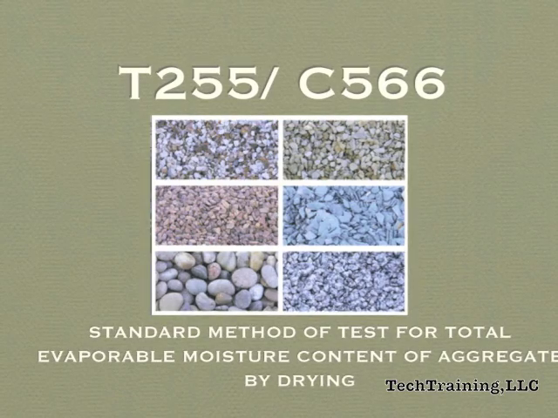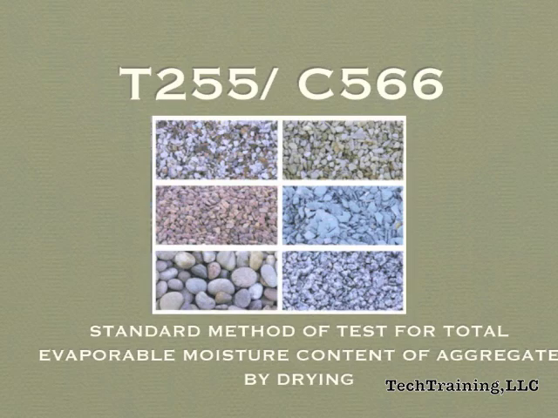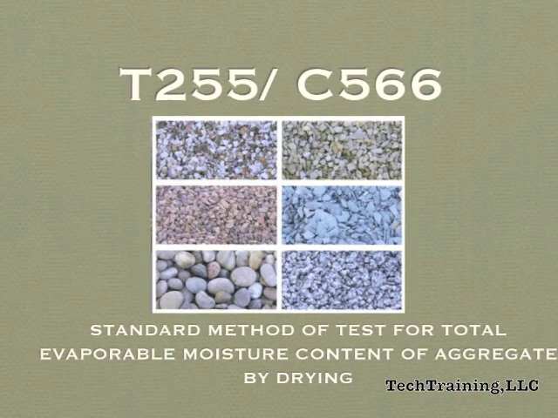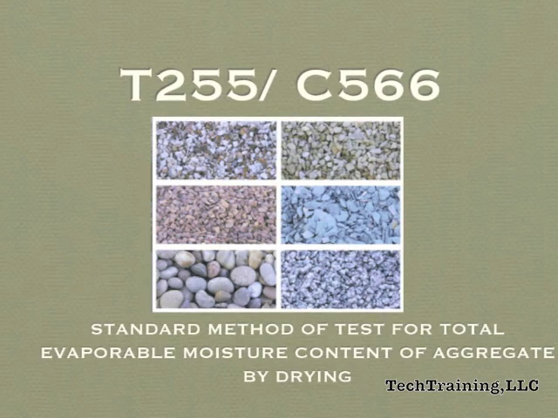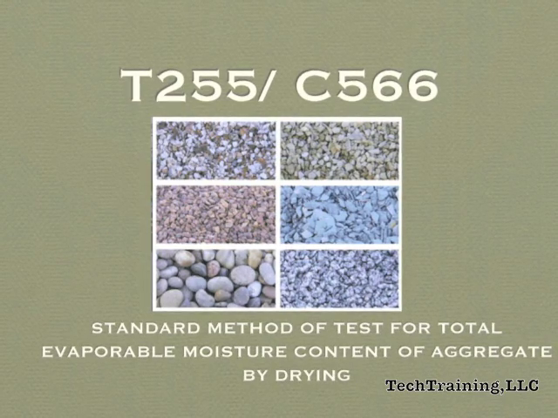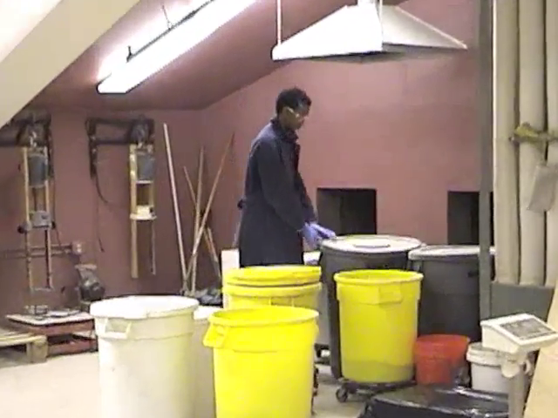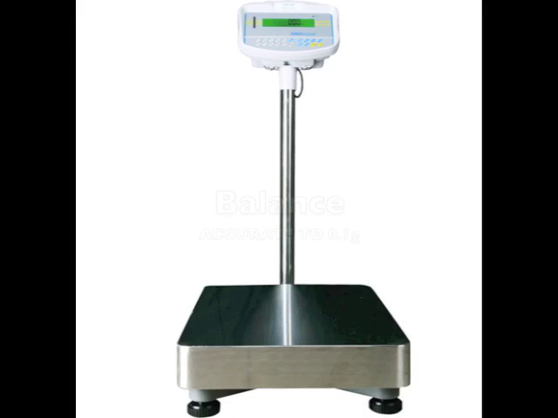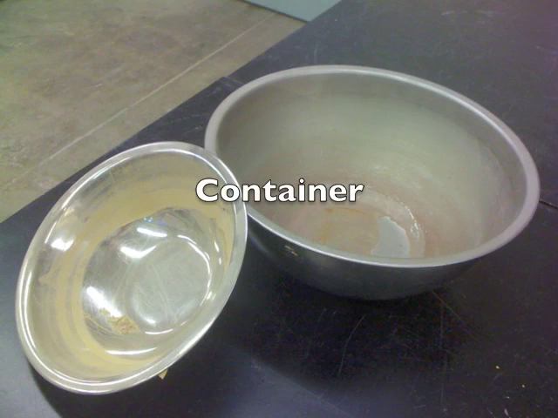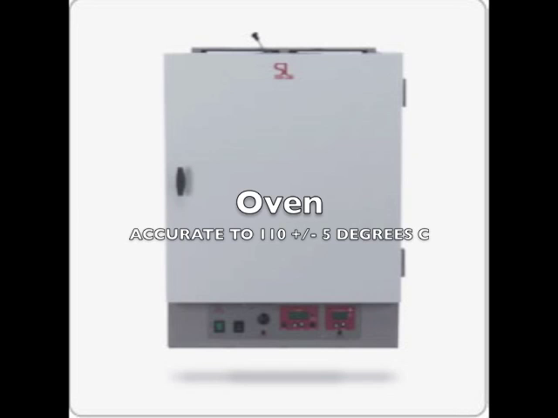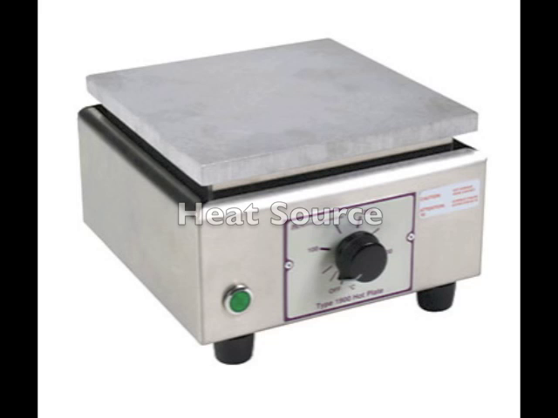AASHTO T255 and ASTM C566 are the standard method of test for total evaporable moisture of aggregates by drying. To perform this test, we'll need a balance accurate to 0.1 grams and a container large enough to hold the sample. You will also need an oven or some other form of heat, such as a hot plate.